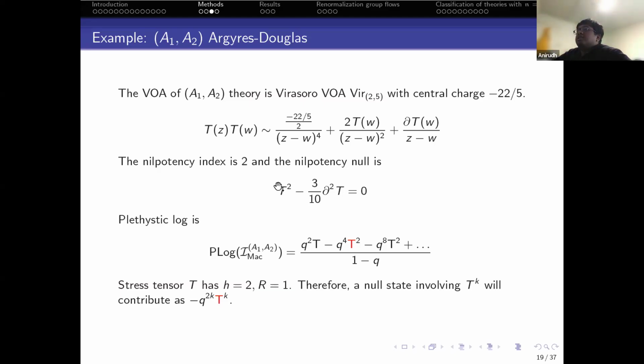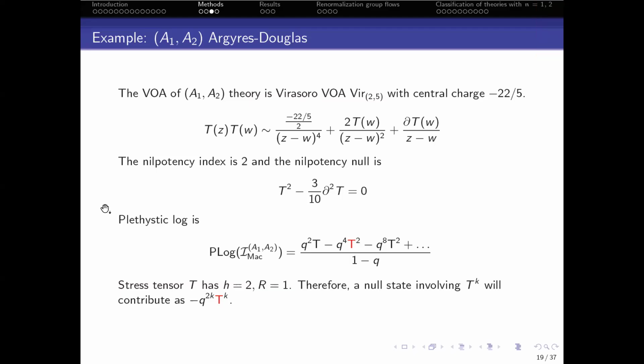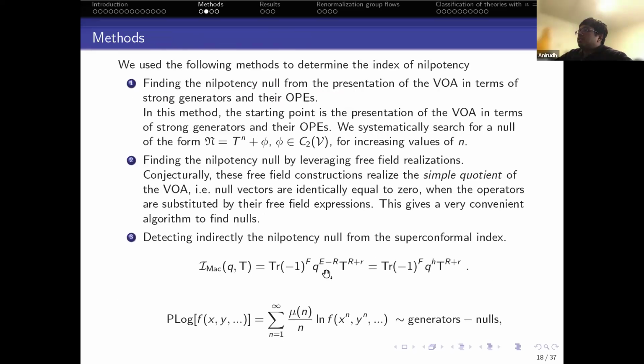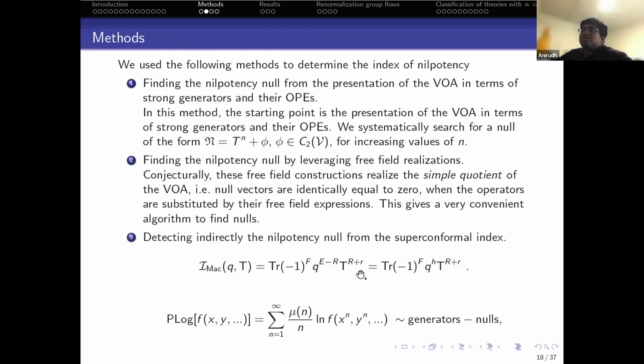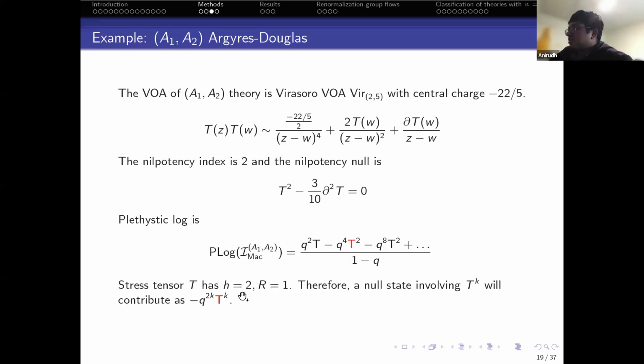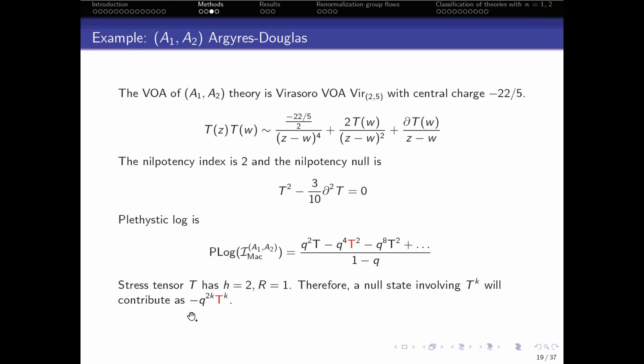Now, if there is a null that is T squared, it should contribute as minus q to the 2k times t to the k, depending on what power k is there. In this case, the k should be 1. So you should find a null at q^4 t squared, which is precisely this red colored object, that is the null. Could you remind me what t means in the index? Sorry. So in the index, this t was actually counting R charges, and this U(1)_r also. So the stress tensor has a U(1)_r equal to 0. So if you have a null of this sort, it should contribute in this form. Okay, thanks.